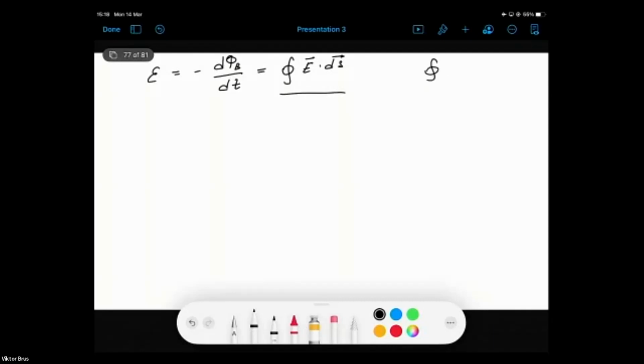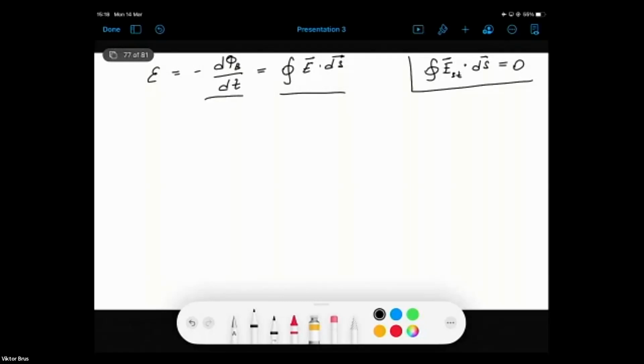We can write this integral of E static times ds vector. This should be equal to 0. So it means that we have a conservative field. Electrostatic field is a conservative field, and this integral over a closed loop is equal to 0.